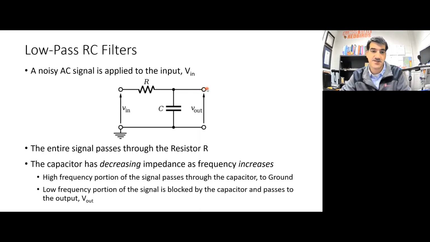All right, so that's kind of summed up down here. The whole signal passes through the resistor. The capacitor has a decreasing impedance. That means opposition to AC current flow as the frequency increases. So therefore, the high frequency portion of the signal just goes right through the capacitor as though it's not even there and goes to ground. Whereas the low frequency portion of the signal is blocked, or it can't pass through the capacitor as easily. And so it passes on to the output because it has nowhere else to go.